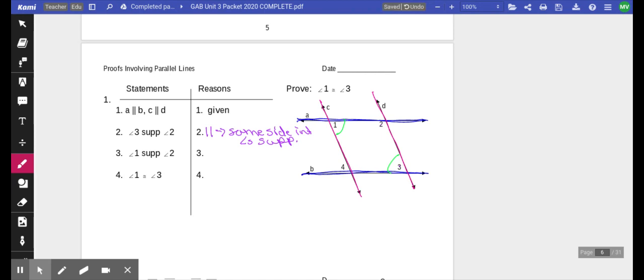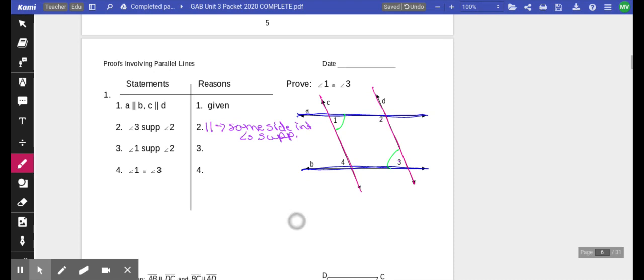Now, if I look at 1 and 2, 1 and 2 are on the same transversal A, and the parallel lines are C and D. So again, that's the same reasoning. Parallel lines implies same side interior angles are supplementary.